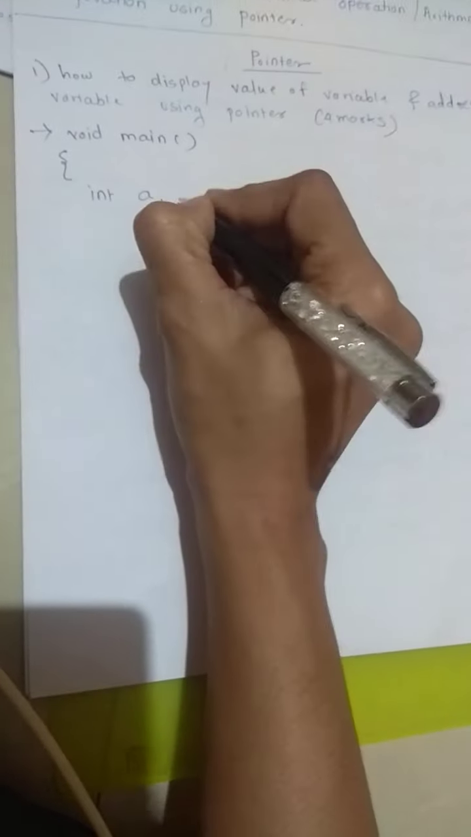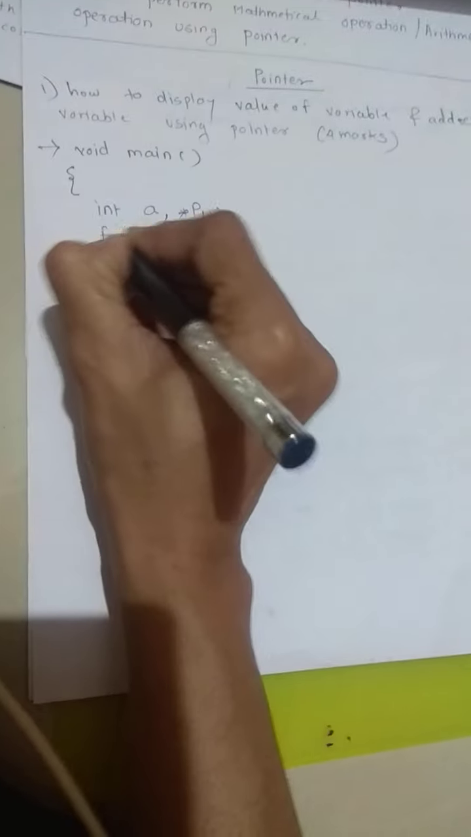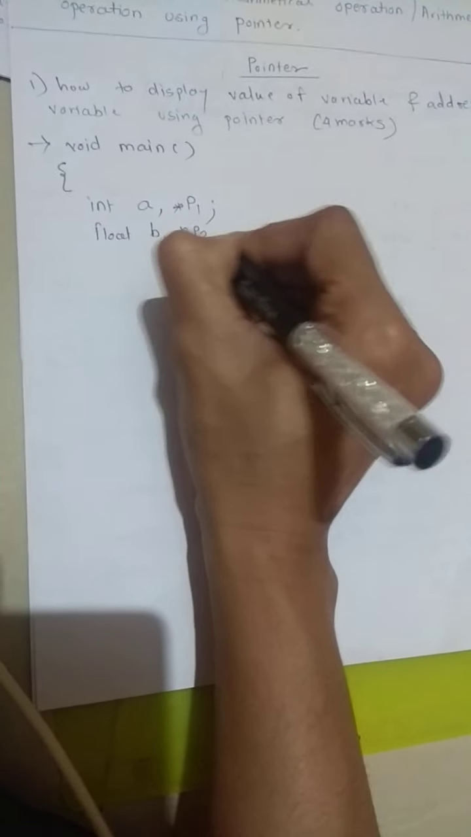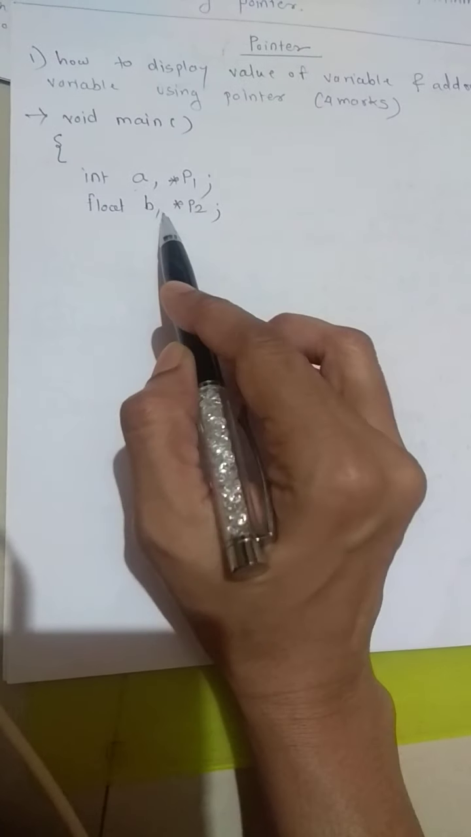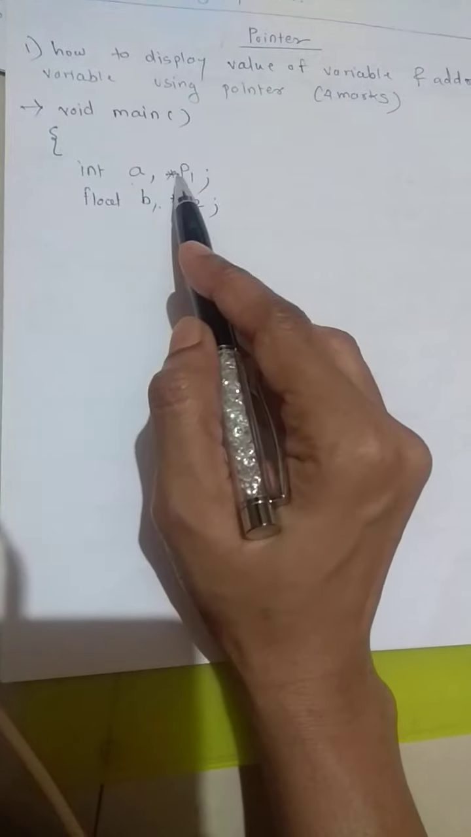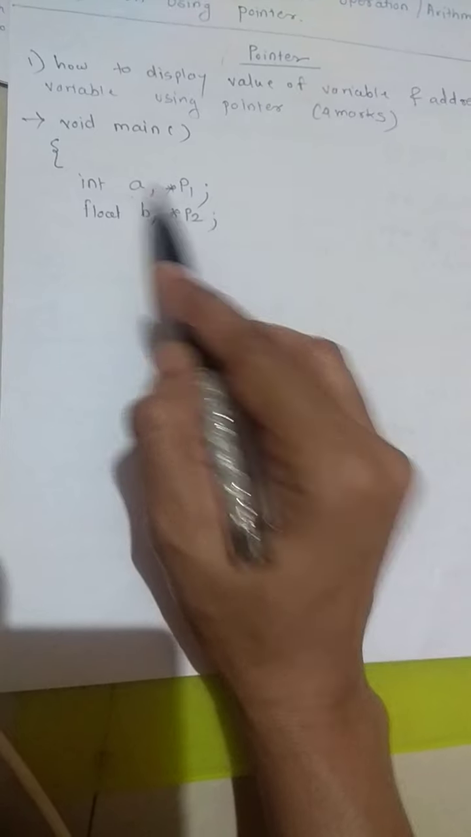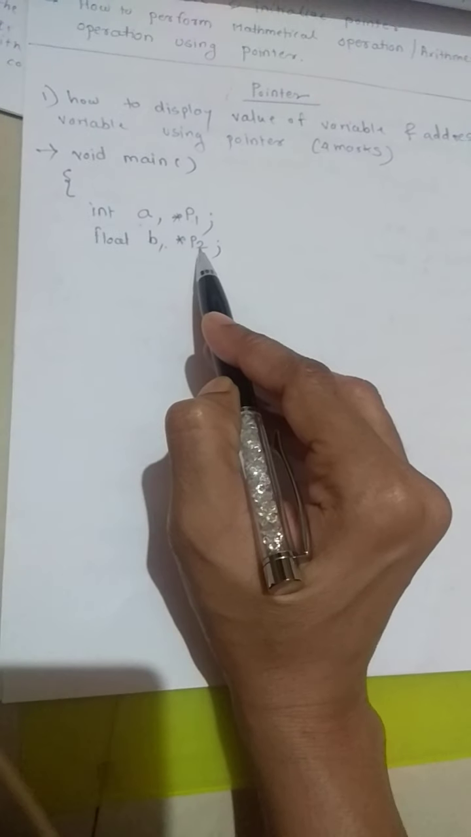void main, open bracket, integer a, pointer p1. Another example variable, that is float b and pointer variable p2. Here a is a variable of type integer and b is a variable of type float, and pointer p1 is used to store the address of a, and pointer p2 we use to store the address of b variable.